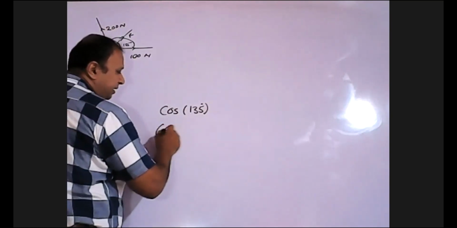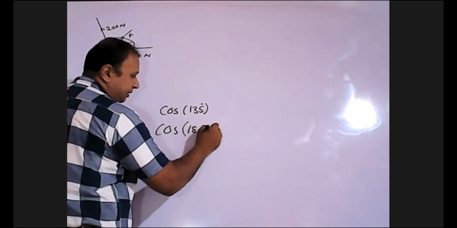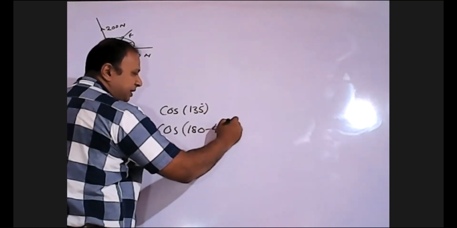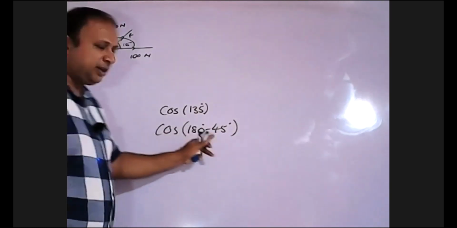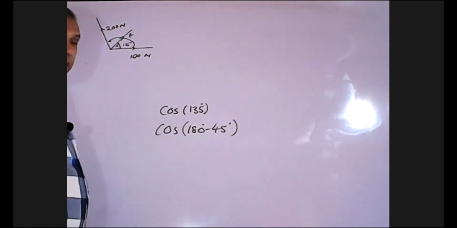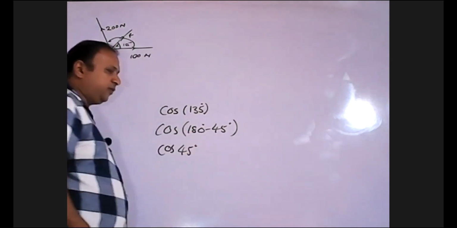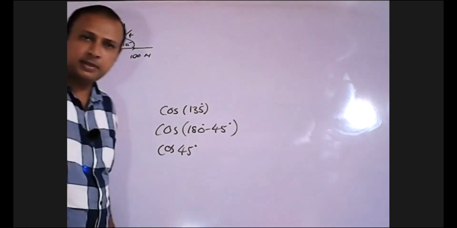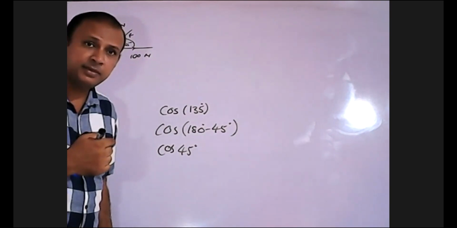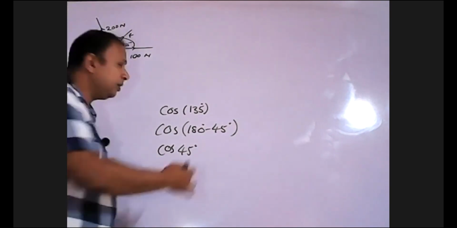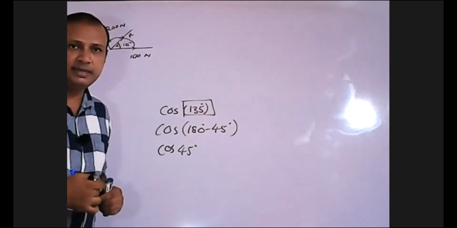Therefore, if I write this one combined with 180, I can write this as 180 minus 45. 180 minus 45 means the magnitude is equal to cos 45. Then you should decide the sign. Then you have to determine what is the coordinate of this angle.